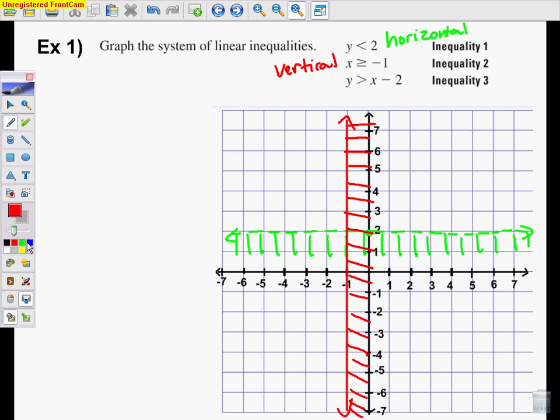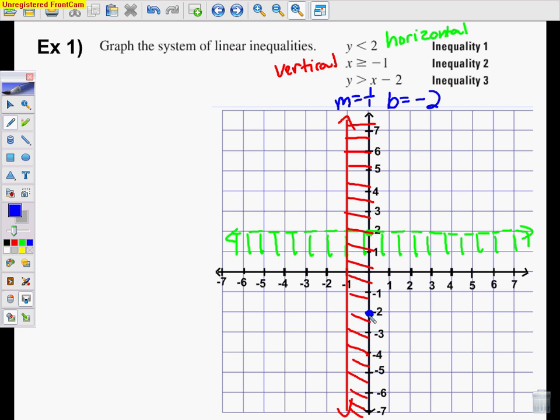All right, our last inequality that we have, y is greater than x minus 2. Just by looking at that inequality, we know that it's in slope-intercept form already, and the y-intercept is negative 2. The slope is 1 over 1. So we take our y-intercept and we put it on the y-axis. So negative 2 on the y-axis.